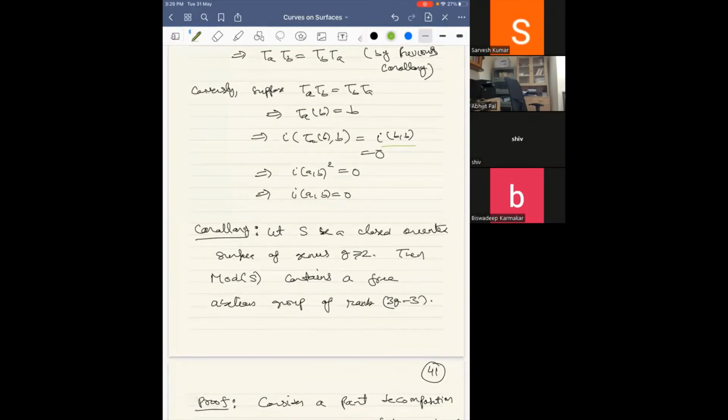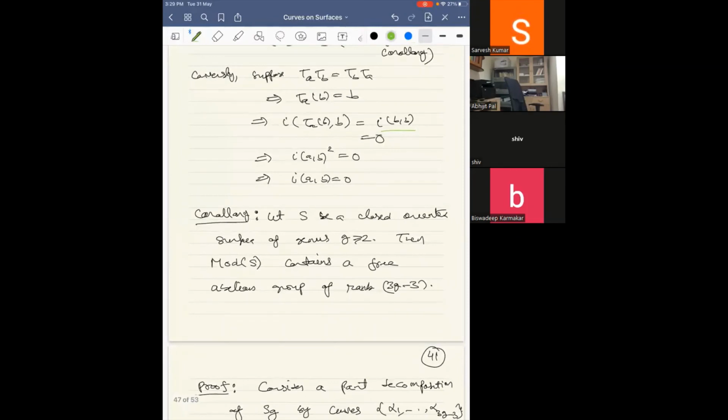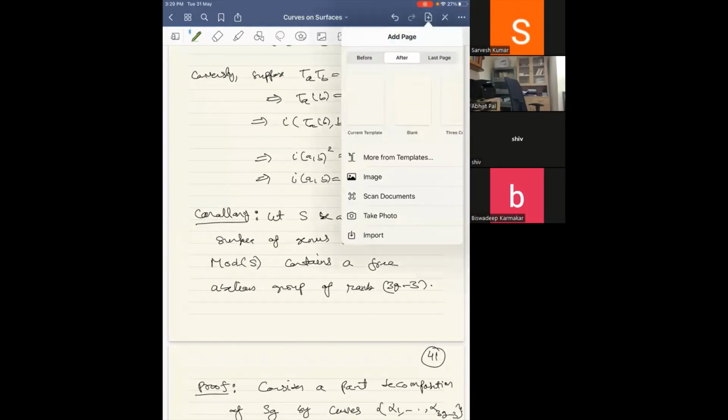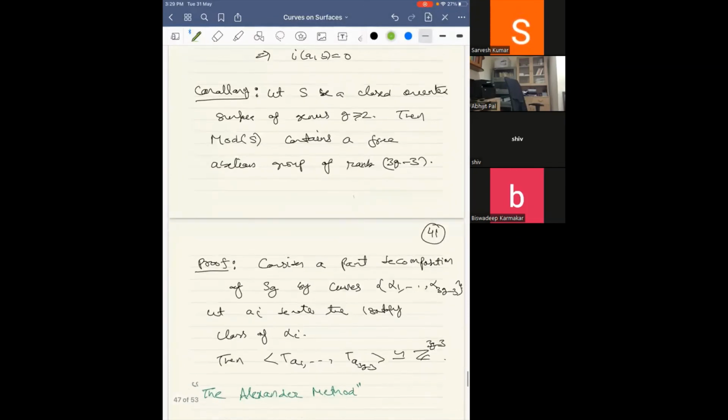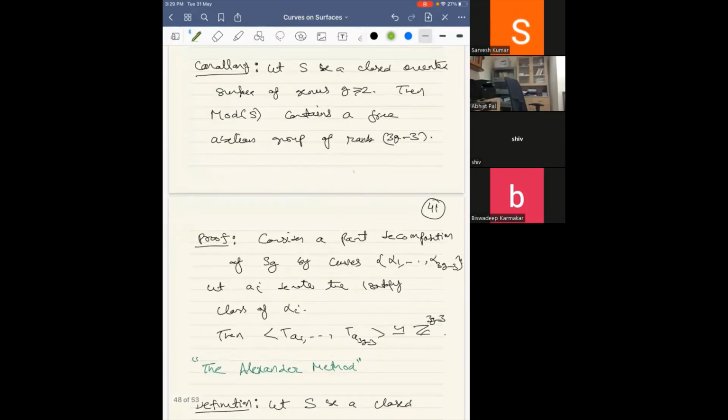So this is an immediate corollary. If S is a closed orientable surface of genus g, then the mapping class group contains a free abelian group of rank 3g minus 3. I have given the explanation: you can simply look at a pants decomposition.